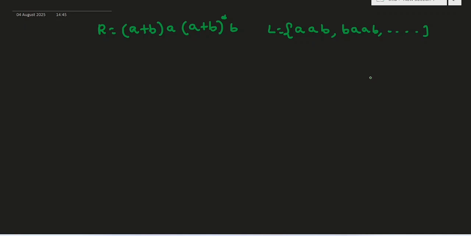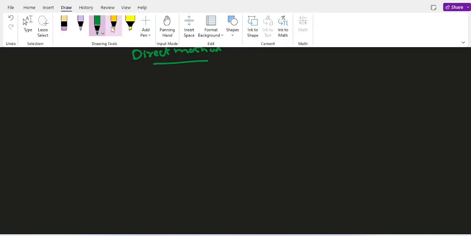Now this has to be represented in the form of finite automata. So how do we represent that? This is called a regular expression, so I will apply the direct method here. Instead of going for the subset method, which will be a little bit lengthy, we will go for the direct method.